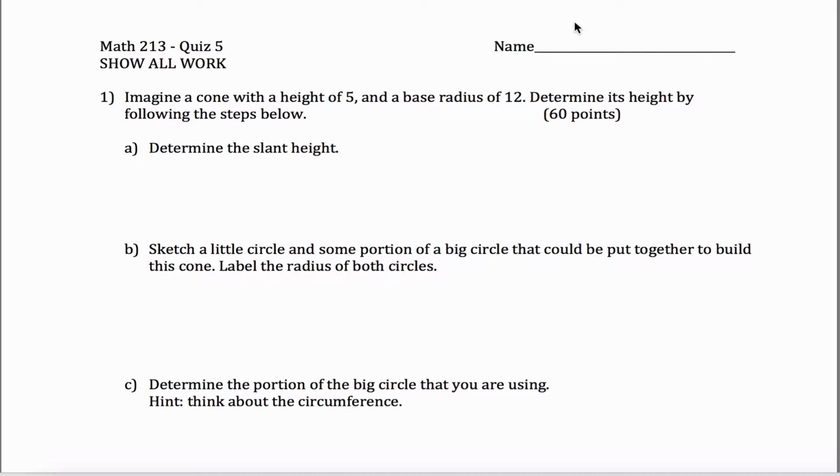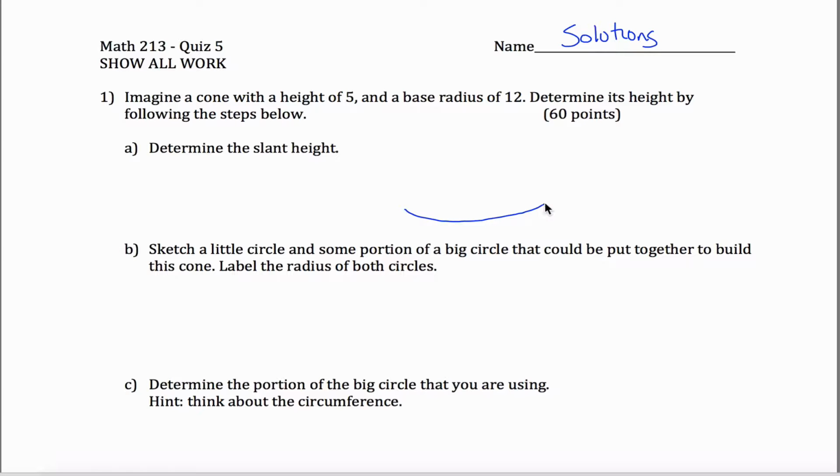All right, here are solutions for quiz 5 for Math 213. This is our surface area quiz. So you find the surface area of a couple different shapes, solids, I guess. And this first one is a cone, and specifically a cone with height 5 and base radius of 12.